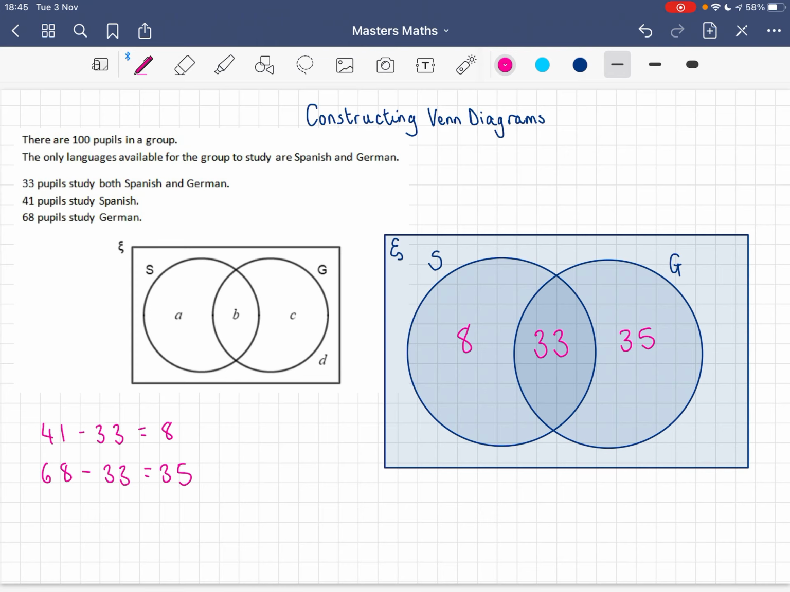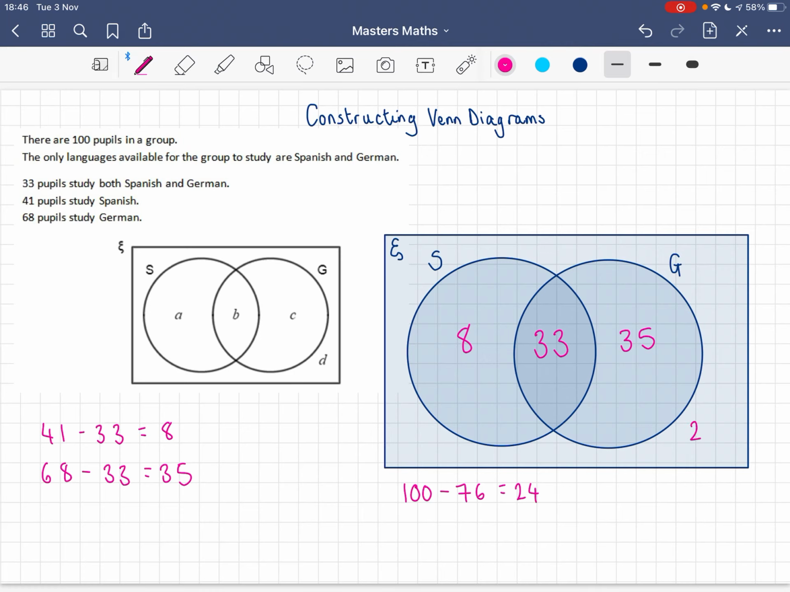The last thing, and this is often the one that gets forgotten or overlooked, we have to remember that there are 100 students altogether. Right now, we have the 8 who just do Spanish, the 33 who do both, and the 35 who just do German. That only makes 76 students altogether, and we need to make sure we've accounted for all 100. So we need to do 100 take away that 76, which was the 8 add 33 add 35, leaves us with 24 students who don't do a language at all.